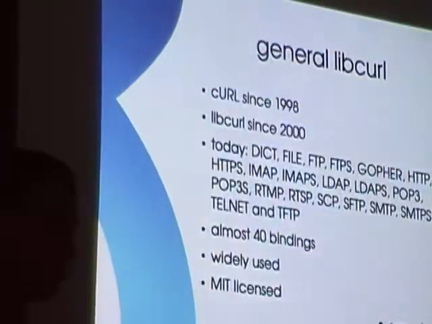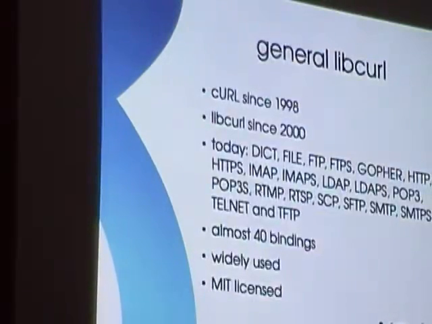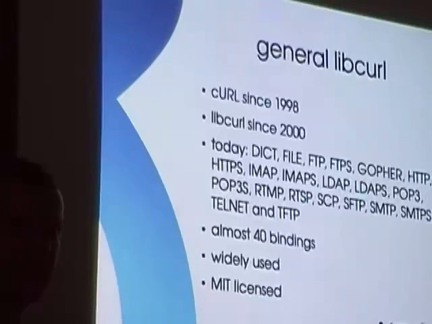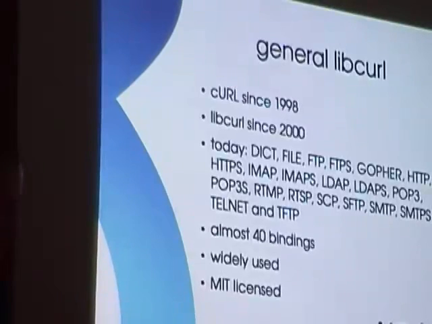I started curl back in actually before 1998, but I called it curl 1998, the first release, and I made a library out of what curl did in the year 2000. And curl speaks a few protocols these days. I think there are 19 if you count them like that. It's a pretty widely used library. We have bindings for just about all languages I know, and even a few more. It's MIT licensed, or MIT X licensed. It's very liberal.